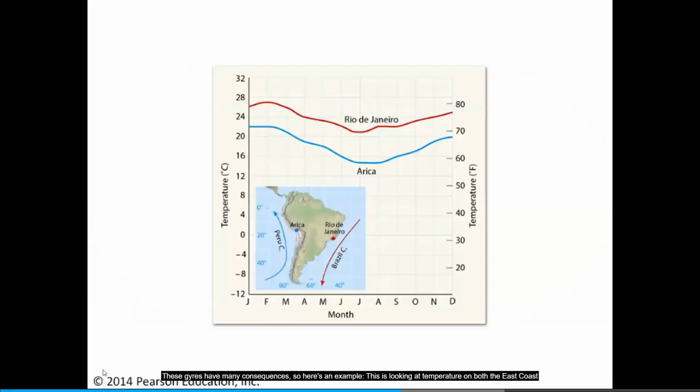These gyres have many consequences. So here's an example. This is looking at temperature on both the east coast and the west coast of South America. Two cities are chosen, Rio de Janeiro, which is over on the east coast, and Atacama, which is over on the west coast. You can see that Rio is just a little bit south of Atacama, but Rio has the higher temperatures. So overall, the temperatures for Rio de Janeiro are much higher than the overall temperatures for Atacama. And that's because of the influence of these currents.